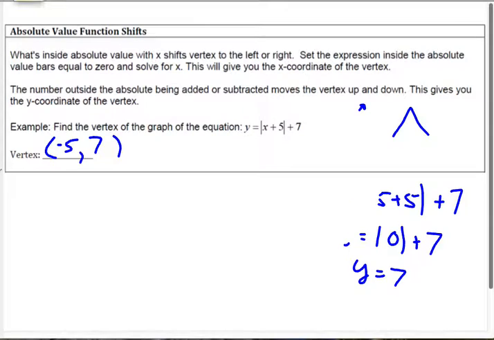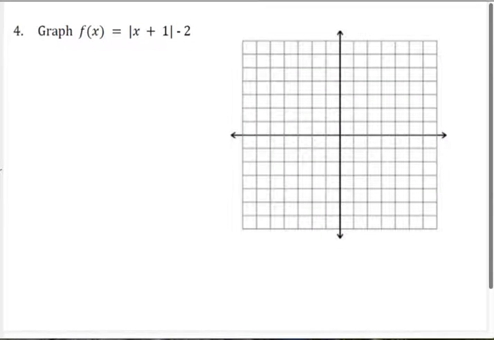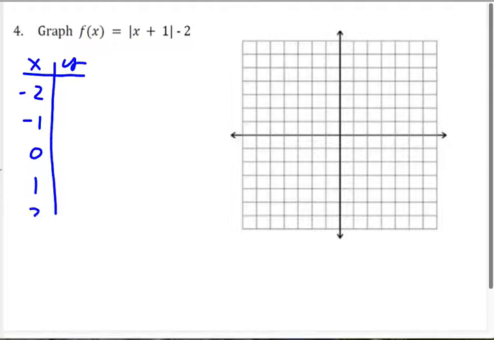And we'll look at that a little bit. It's nice to be able to find your vertex first, because then you can kind of graph your absolute value problem a little bit easier. So this first one, number 4, we're just going to graph this absolute value. A lot of times I just set up a table, x and y, and I'd plug in -2, -1, 0, 1, and 2. Because I recognize its absolute value, I'm going to graph some kind of a V here. I just need to find the vertex.